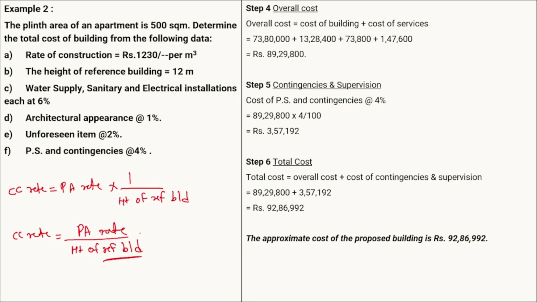Now moving forward to the next numerical. Next numerical is example number 3. Prepare an approximate estimate for a small residential building using the following data. The details of the various rooms are given. The hall is 3.6 meter by 5 meter and only a single hall is there. Then bedrooms are 3.5 meter by 5.5 meter. The number of bedrooms is 2.